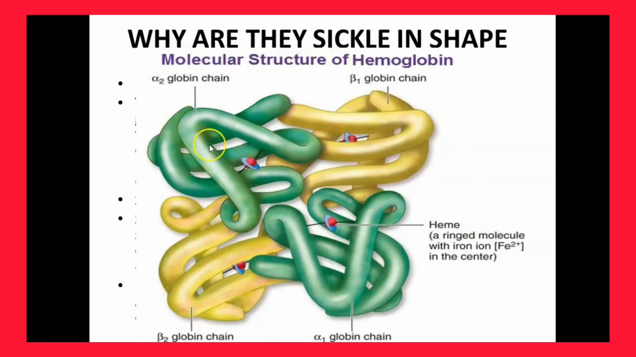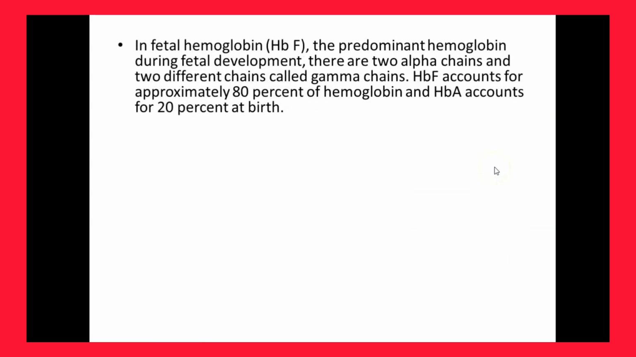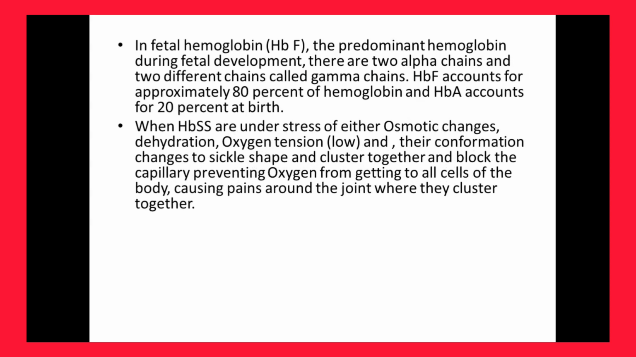This is the shape of the hemoglobin itself, the globin chains. You find the alpha and the beta globin chains, and the red signifies the iron inside each chain. In fetal hemoglobin, the predominant hemoglobin during fetal development, there are 2 alpha chains and 2 different chains called the gamma chain. HbF accounts for approximately 80% of hemoglobin and HbA 20% at birth.